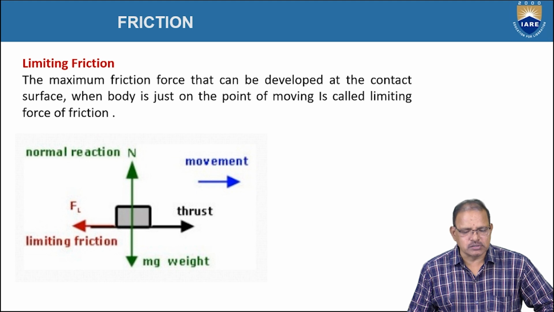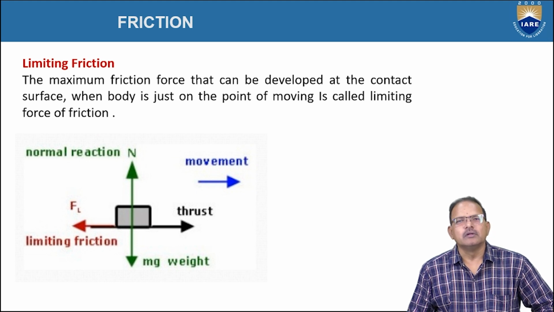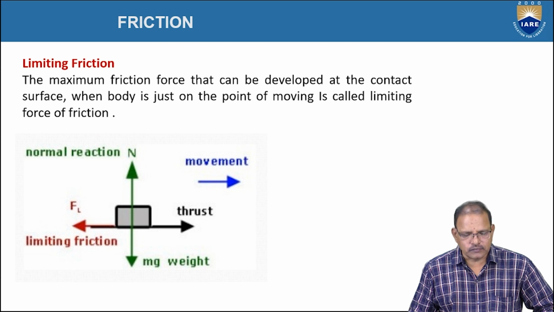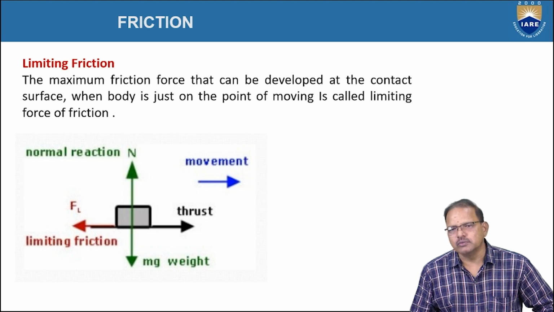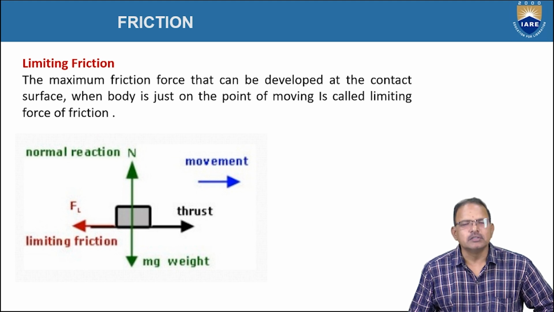The value of friction varies from 0 to limiting friction. When the body is resting on the surface, when there is no force acting on it to move in any direction, the friction force which is acting on the body is treated as 0.